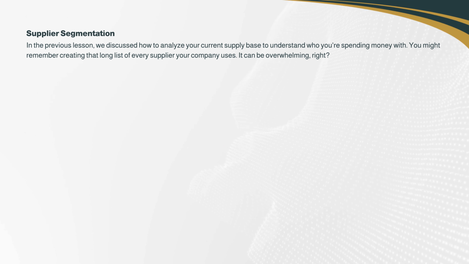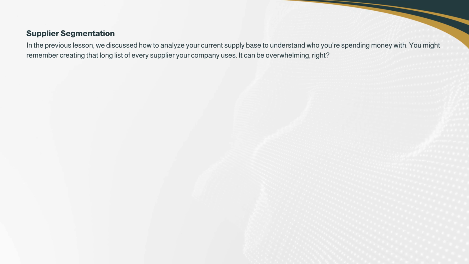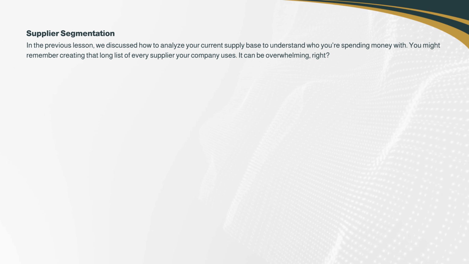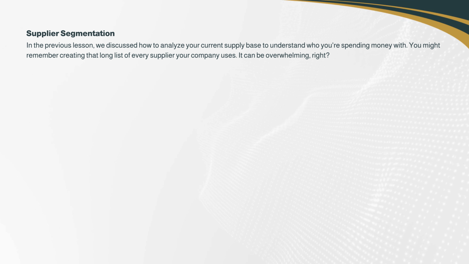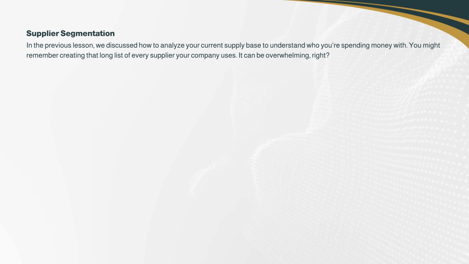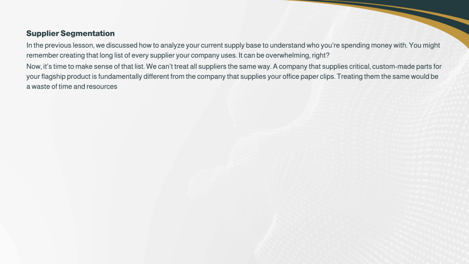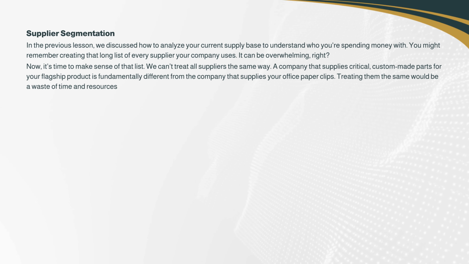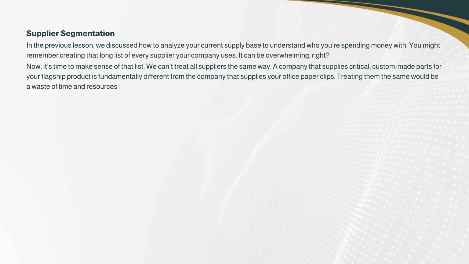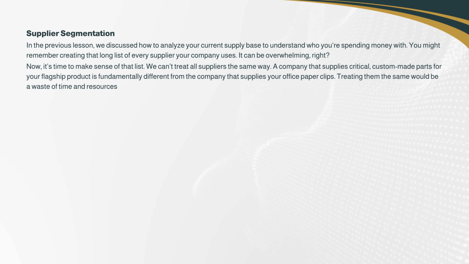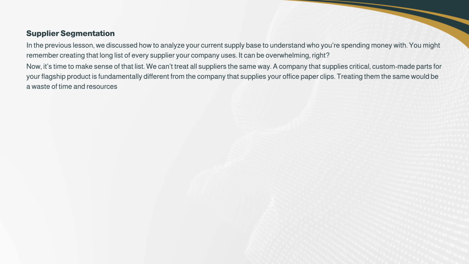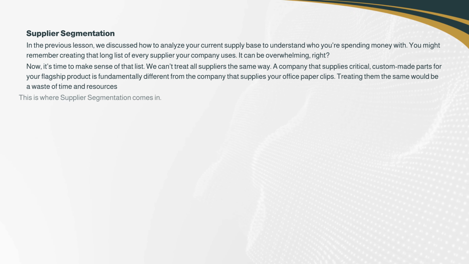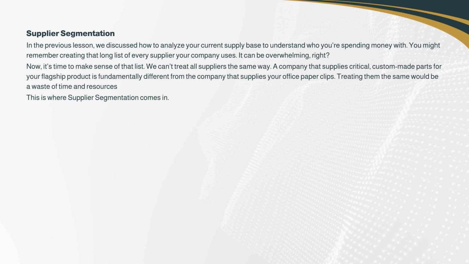Supplier Segmentation. In the previous lesson, we discussed how to analyze your current supply base to understand who you're spending money with. You might remember creating that long list of every supplier your company uses. It can be overwhelming, right? Now, it's time to make sense of that list. We can't treat all suppliers the same way. A company that supplies critical, custom-made parts for your flagship product is fundamentally different from the company that supplies your office paperclips. Treating them the same would be a waste of time and resources. This is where supplier segmentation comes in.